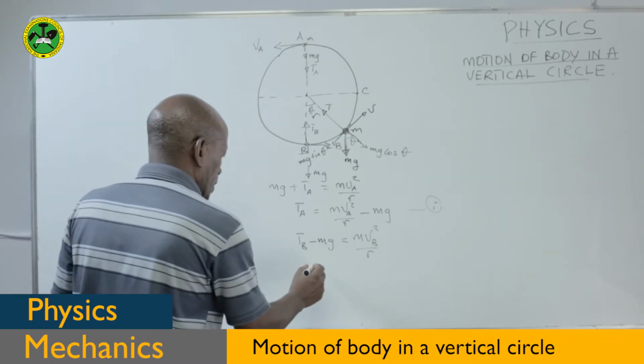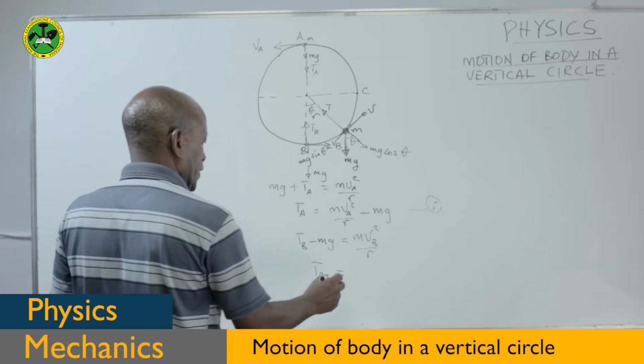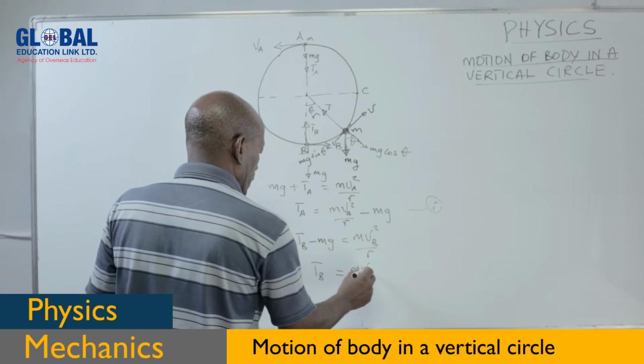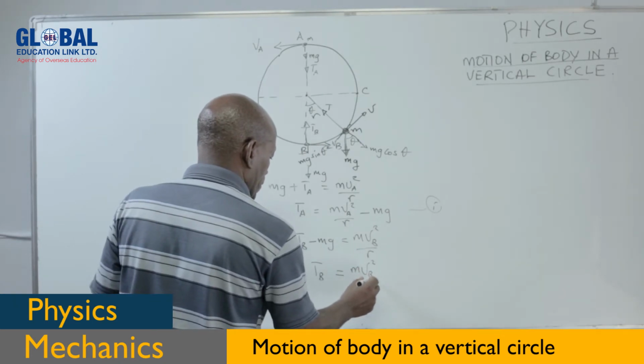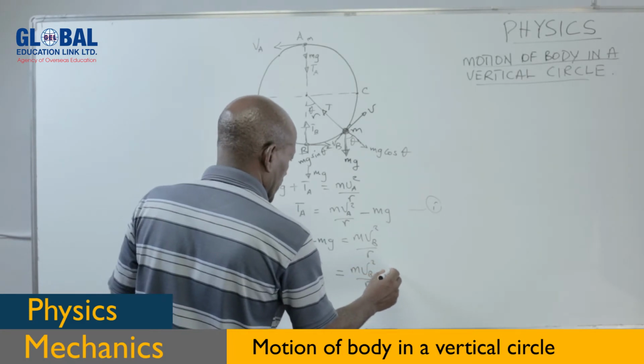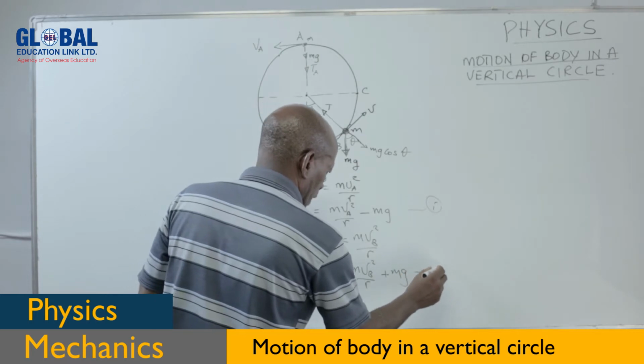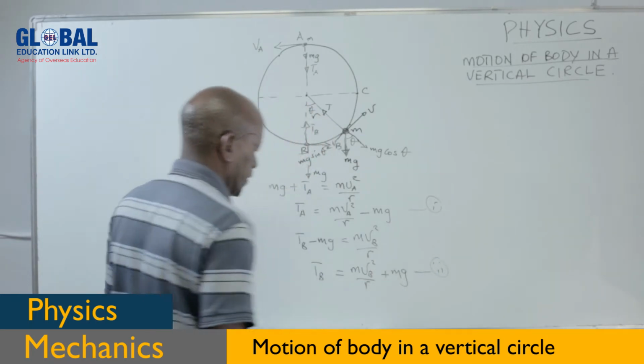And therefore, we find that the tension at point B, at the lowest point, will be equal to m v_B squared over r plus mg. So we have this as the second expression.